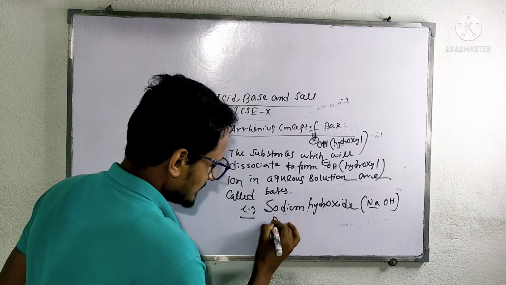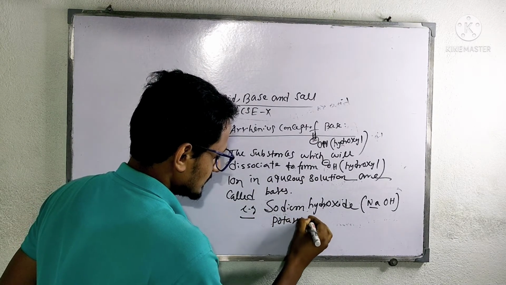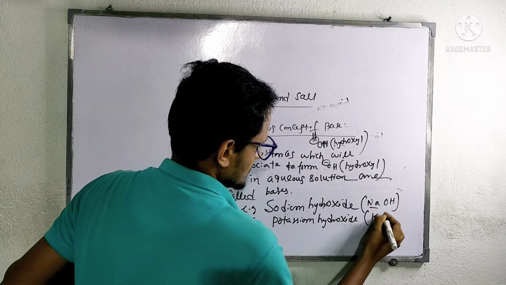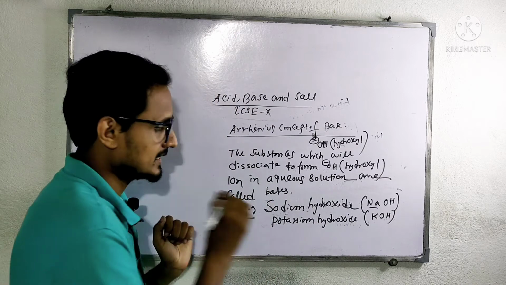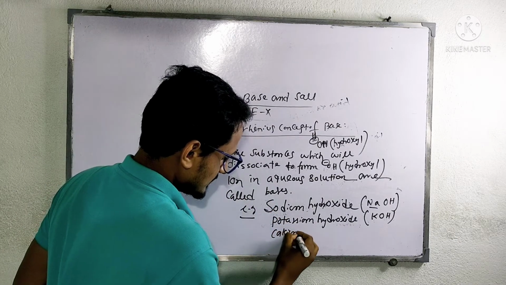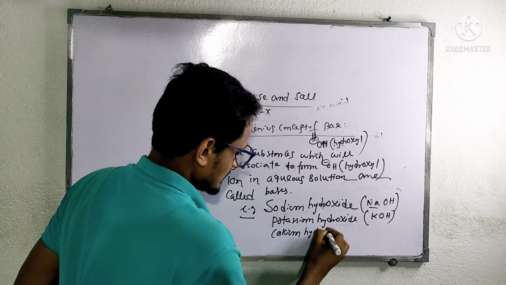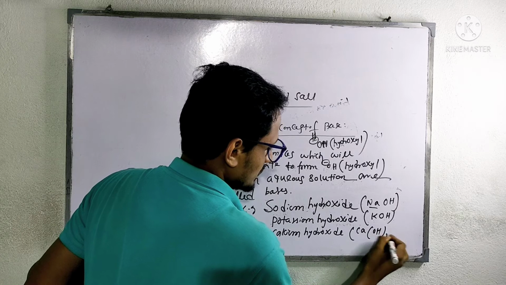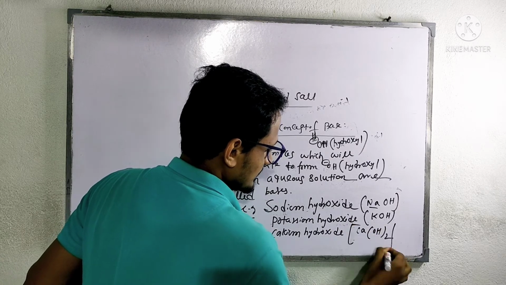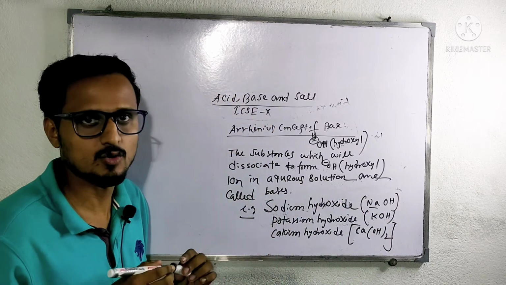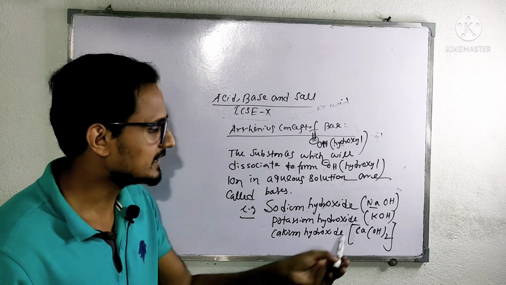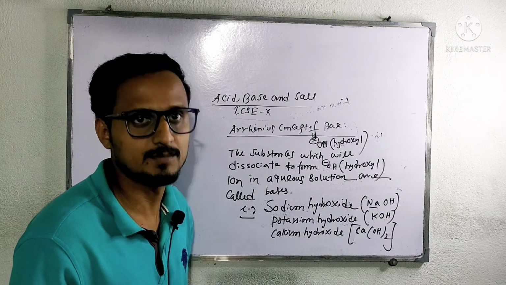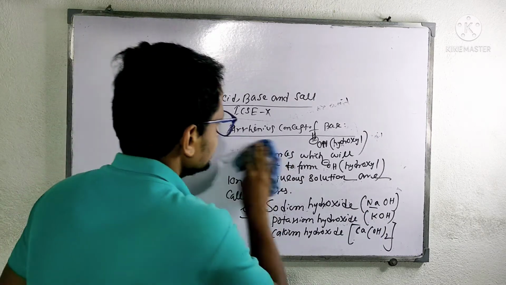Potassium hydroxide, KOH. Calcium hydroxide is Ca(OH)2. It is the formula of calcium hydroxide, Ca(OH)2. Metal with hydroxide, and mostly these are alkali and alkaline earth metals. These will be the bases.